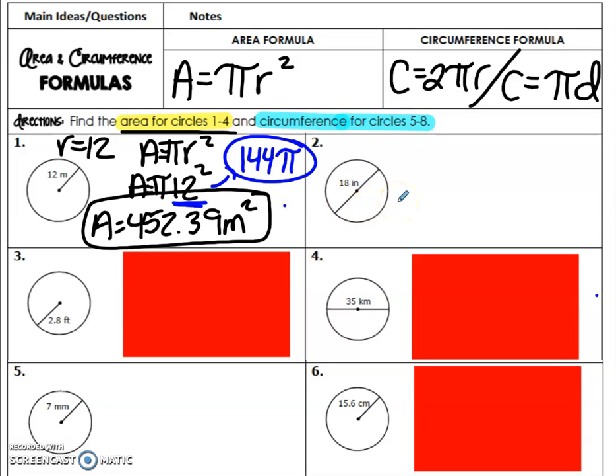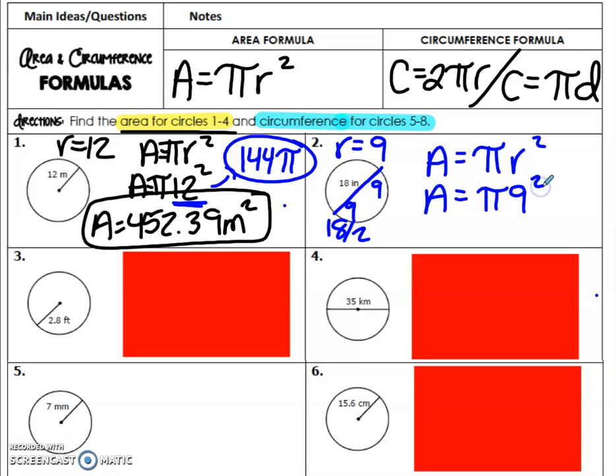Let's look at number 2. Again, I'm still looking for area, but in this one I do not know my radius. So in fact, they gave me the whole thing was 18, so you're going to need to halve it: 18 divided by 2, or cut it into 2 pieces to get 9 and 9. So your radius is going to be 9 for number 2. So now I can substitute it into my formula. Area equals pi r squared. Area equals pi times 9 squared. And if I want to leave it in exact terms, I'm going to type in 9 squared, or 9 times 9, which is 81. So the area is going to be 81 pi.